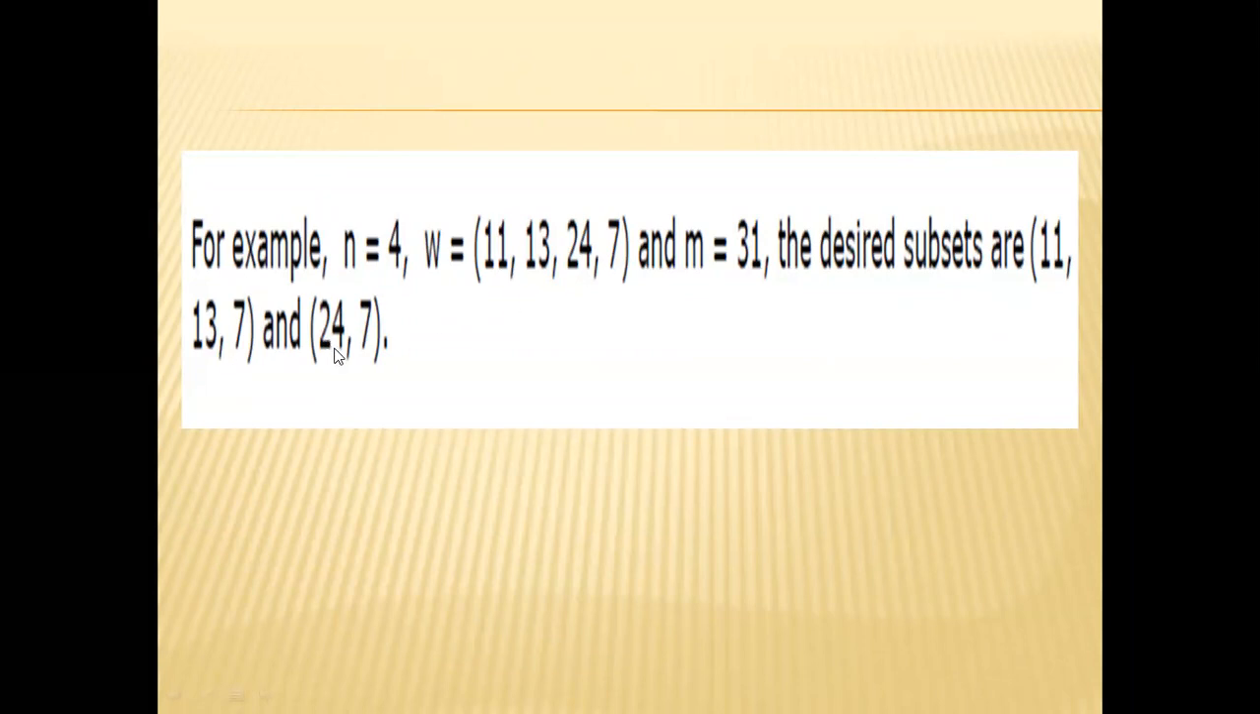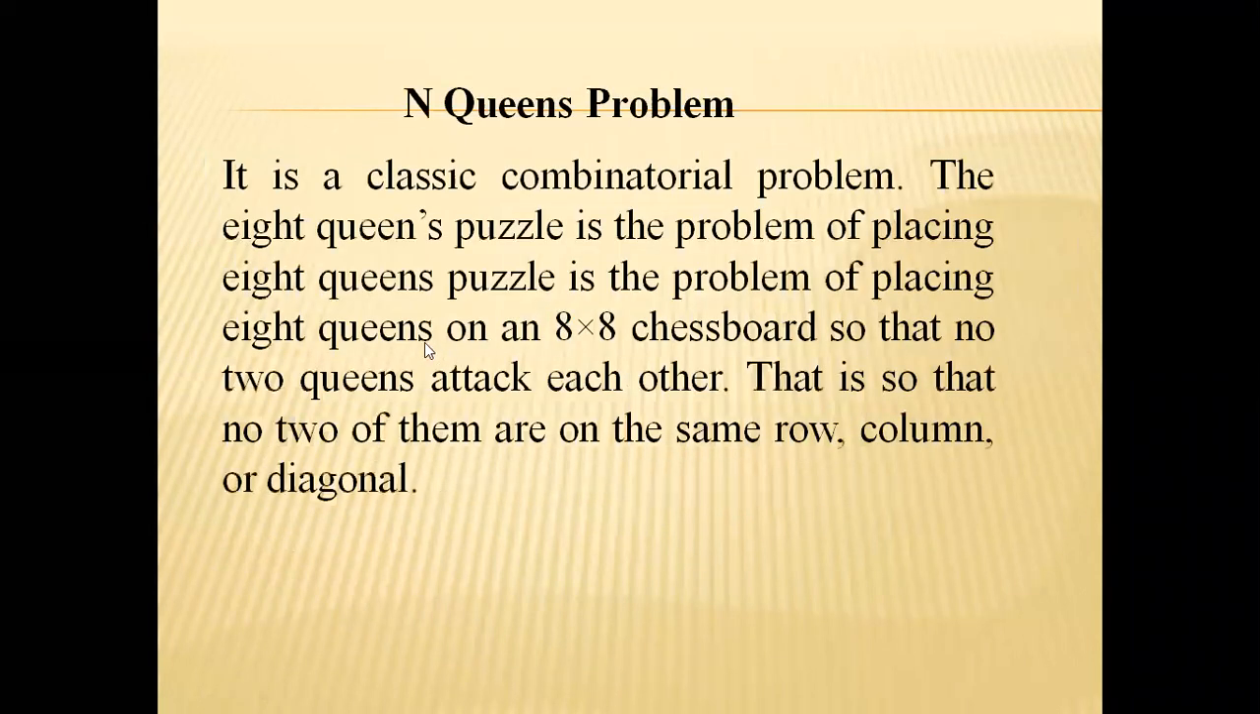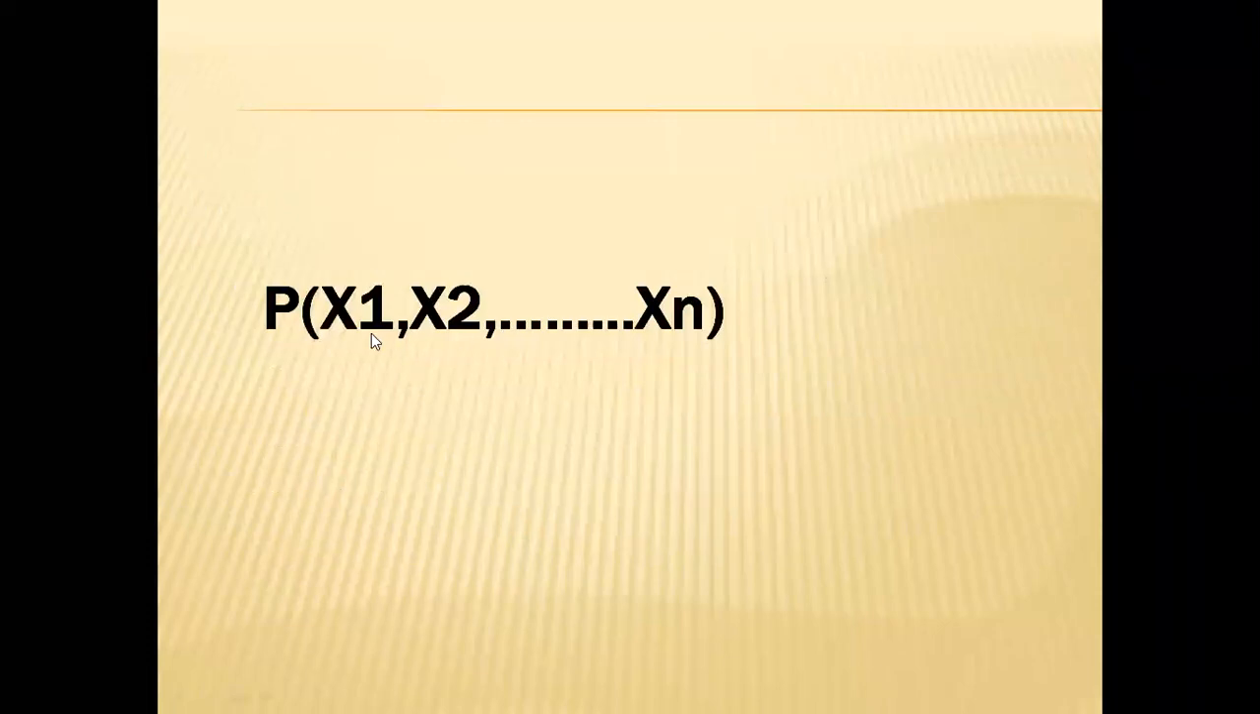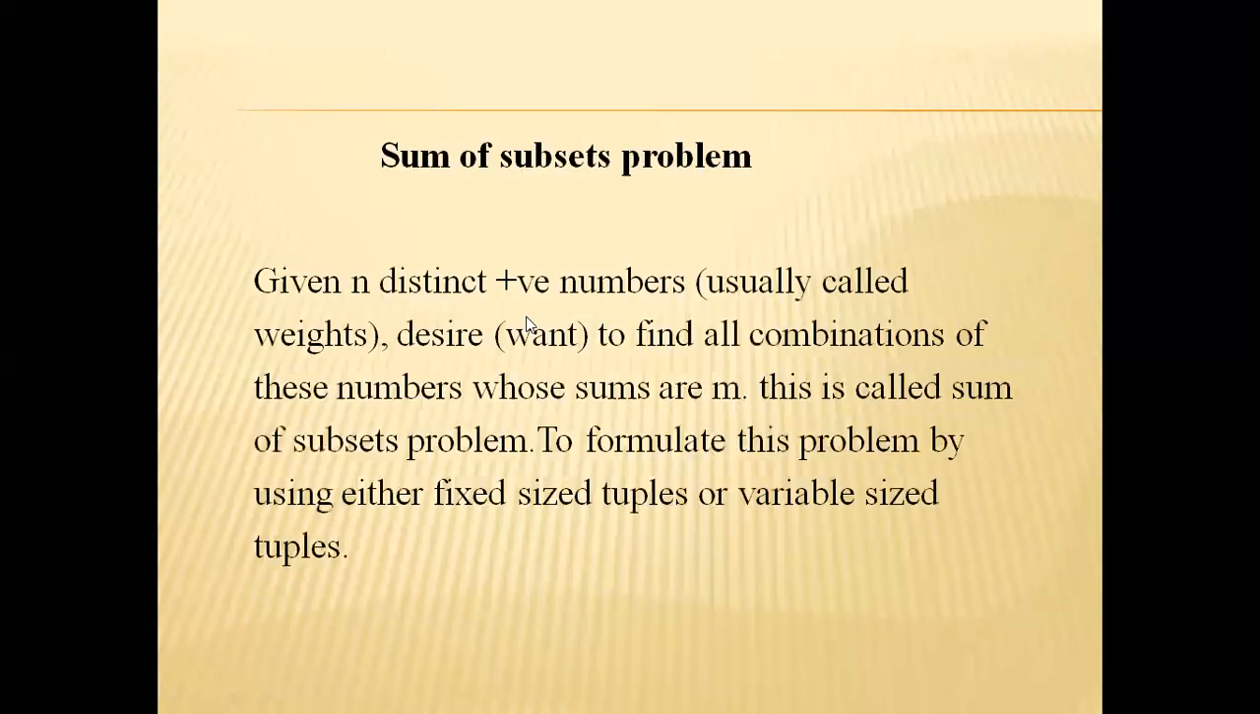Similarly, another solution is 24, 11. It is x1 equal to 3, x2 equal to 7. So the solution is represented by tuples. Here, the solution is represented by the tuple x1, x2, x3, x4. Here x1 equal to 1, x2 equal to 2, and x3 equal to 7 means whose weights are considered in the solution.